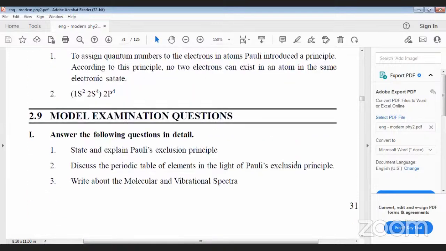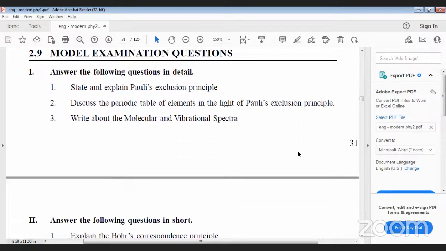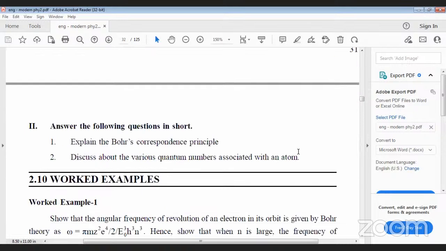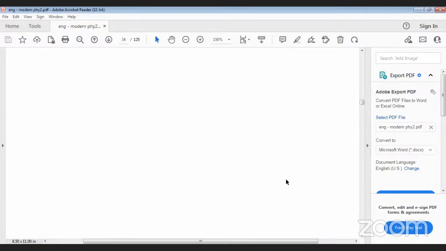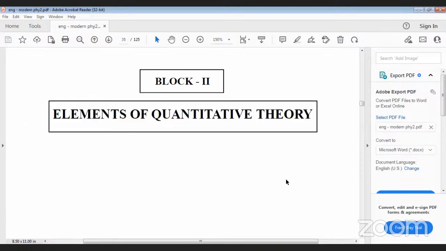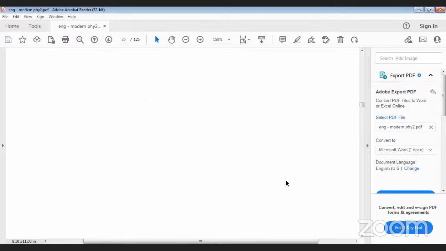Next, what are the questions? See here, state and explain Pauli's exclusion principle. You need to be focused on that, and also Bohr's correspondence principle. Next, block 2, elements of quantum quantitative theory.